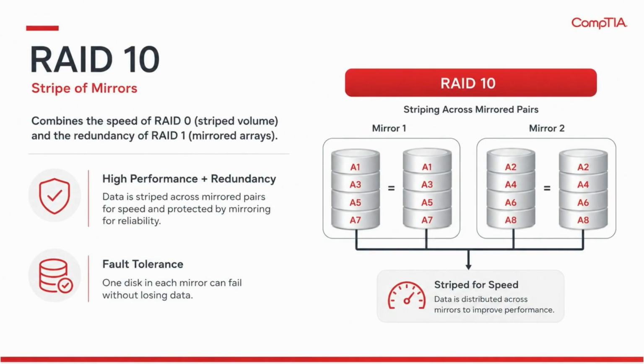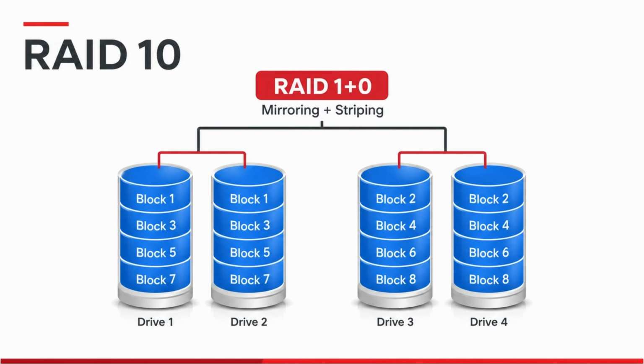RAID 10, often called a stripe of mirrors, combines RAID 0 and RAID 1. Data is striped across mirrored pairs, offering both high performance and robust redundancy. In this layout, you can see the striping mechanism in action across pairs of disks, where each pair serves as a mirror for the other, protecting your data.